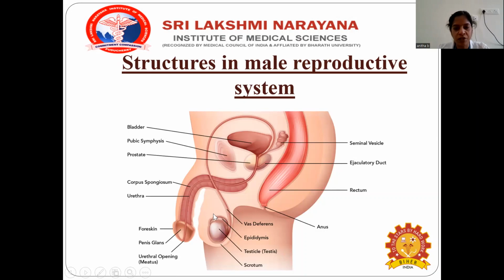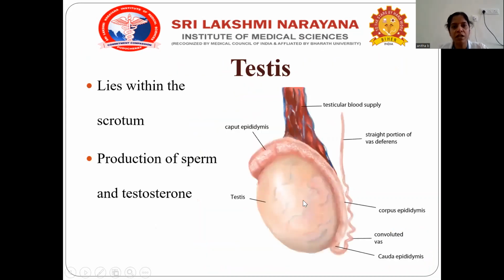Then you can see the comma-shaped structure, that is the epididymis. Epididymis continues as vas deferens here. You can see the long tube-like structure. This vas deferens joins with the seminal vesicle and forms the ejaculatory duct. This ejaculatory duct opens into the prostatic part of the urethra. So this is the prostate gland. Okay, so in this class, we are going to see about the testis, epididymis, vas deferens, seminal vesicle, and prostate gland. Now we'll see about the testis.